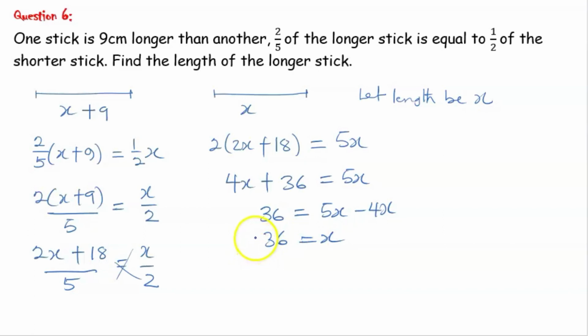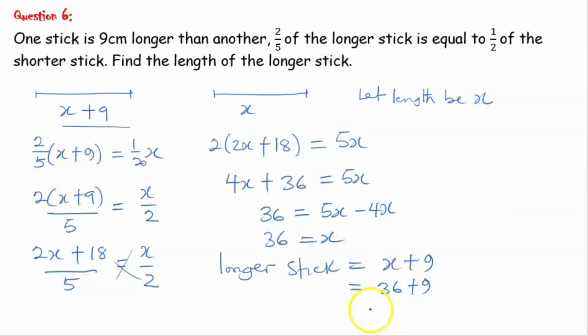So the examiner asks us to find the length of the longer, which is being represented by x plus 9. All right, so the longer stick is being represented by x plus 9, and our x is 36, so it's going to give us 36 plus 9. All right, and when we do this properly, we are going to have it to be 45 centimeters.